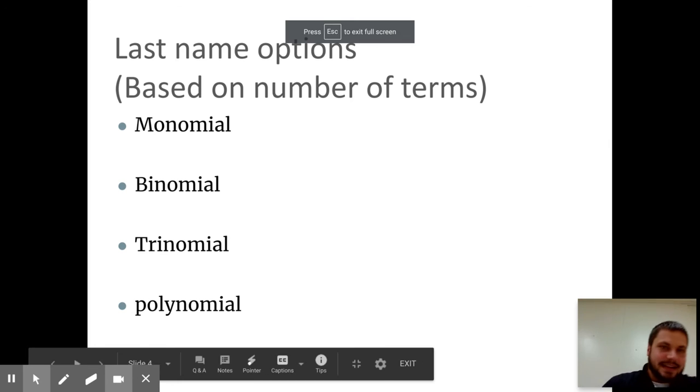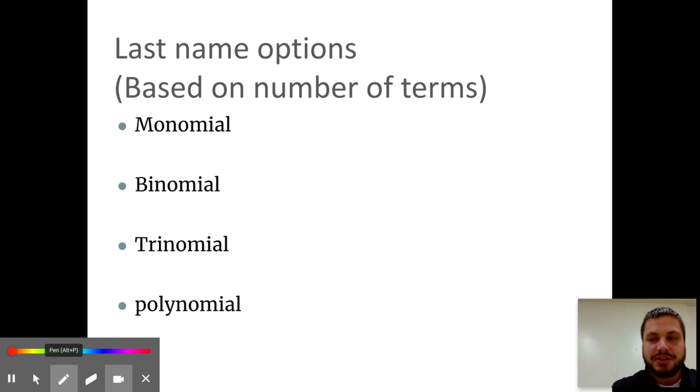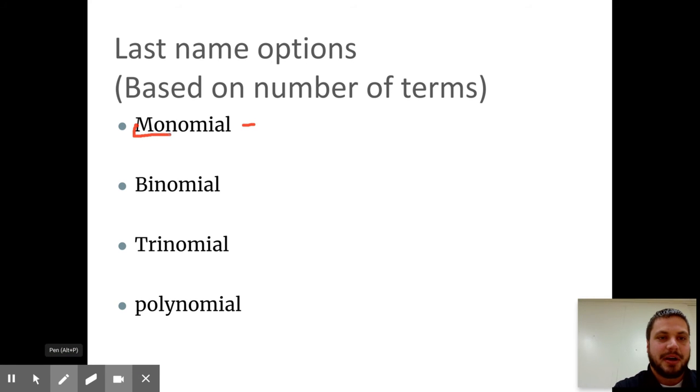All right, last names here, they're based on the number of terms that you have. If you have one term, it's called a monomial. Notice the prefix mon means 1. So this has one term. So let me give you some examples here, first names and last names, okay?